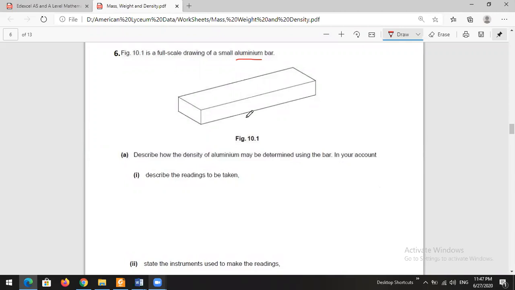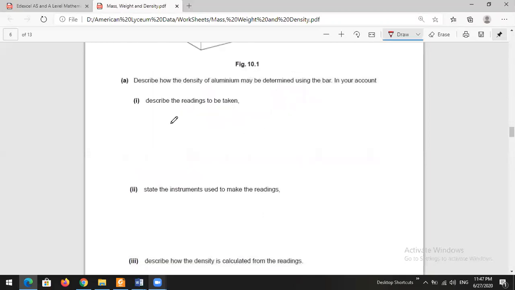So we need to measure the mass first of this, and then take the dimensions by different instruments like meter rule, tape measure, vernier caliper, depending on the dimension, depending on the length. Then we will multiply these three lengths, length, width and height, to find the volume, and then divide mass by the volume to get the density. So you just have to write all of this.